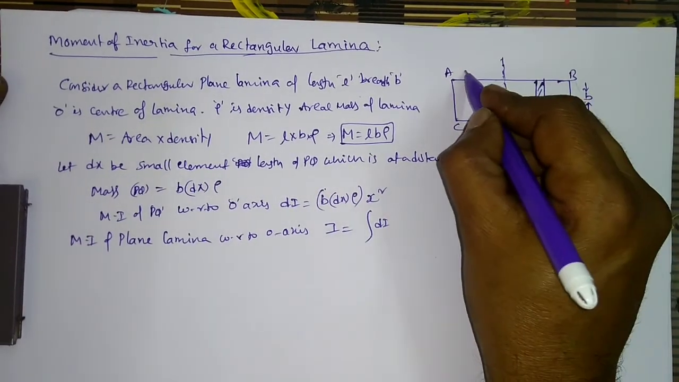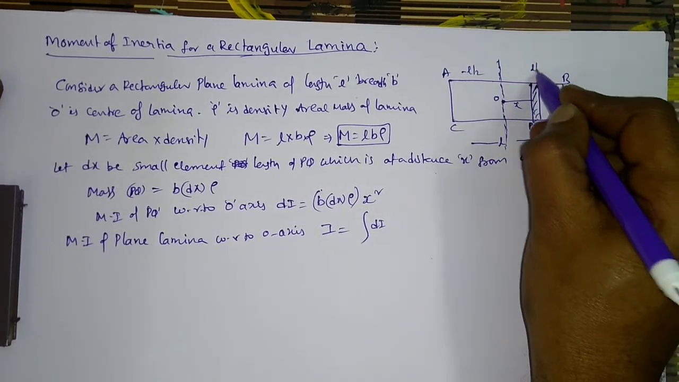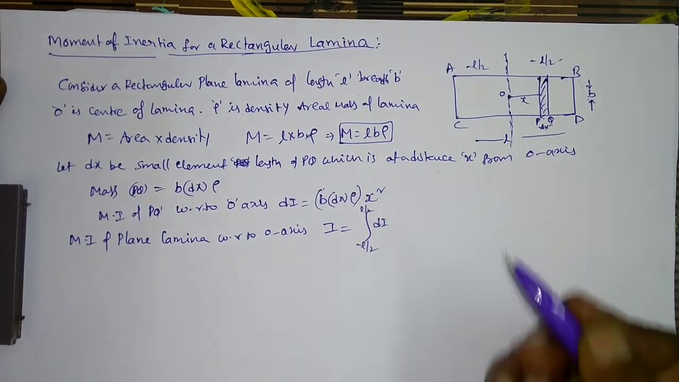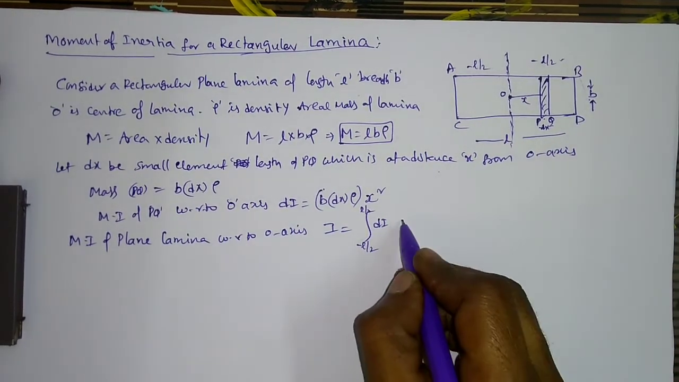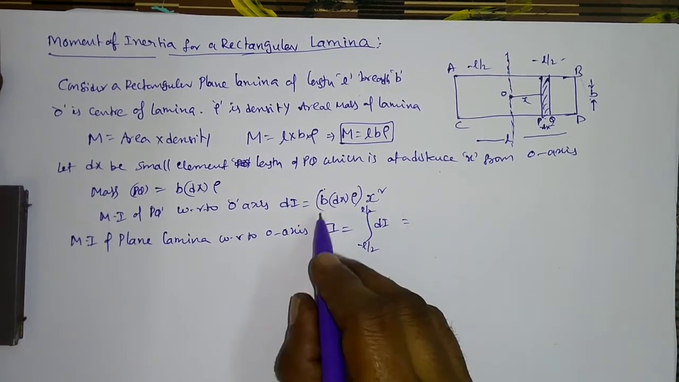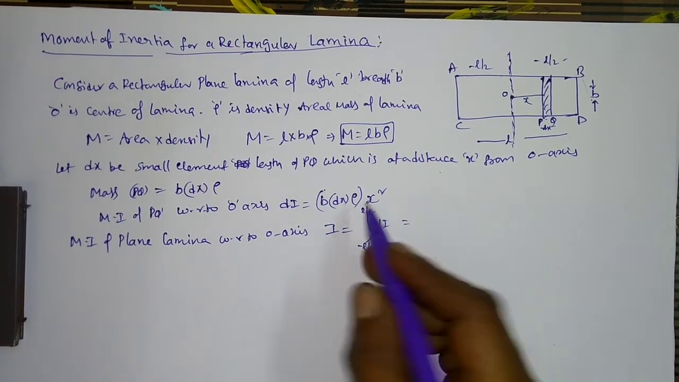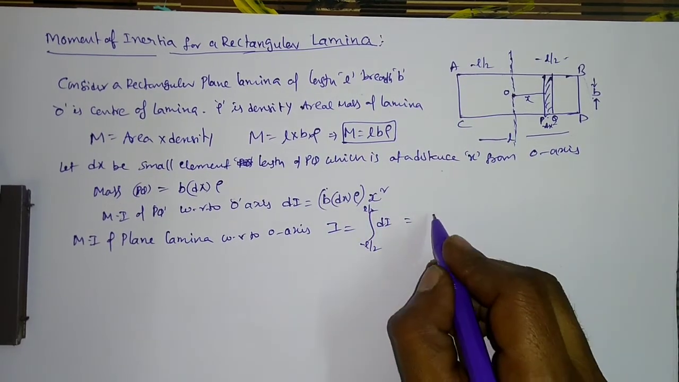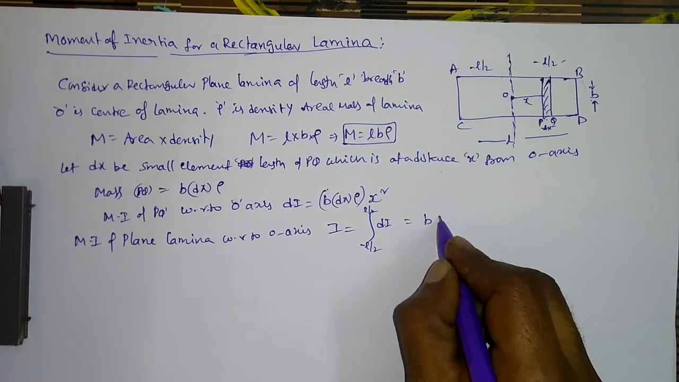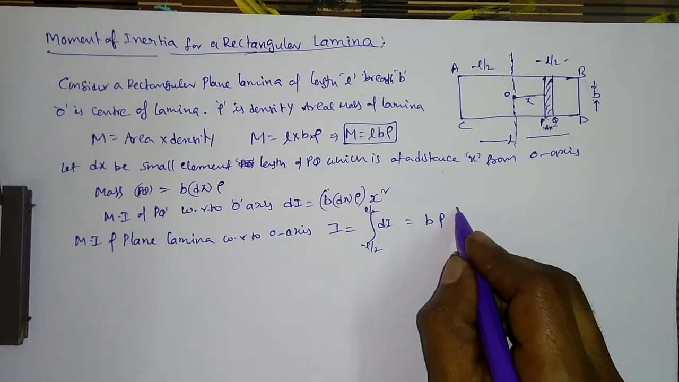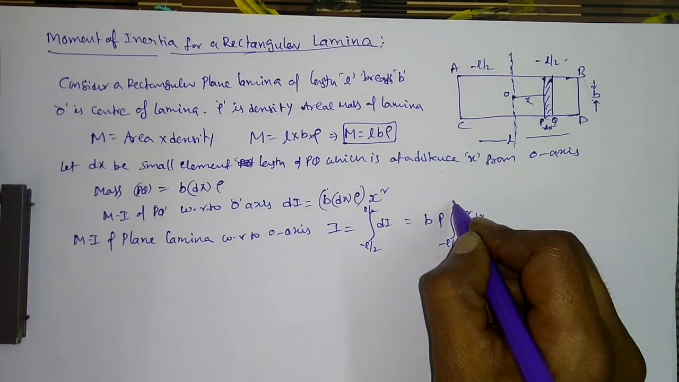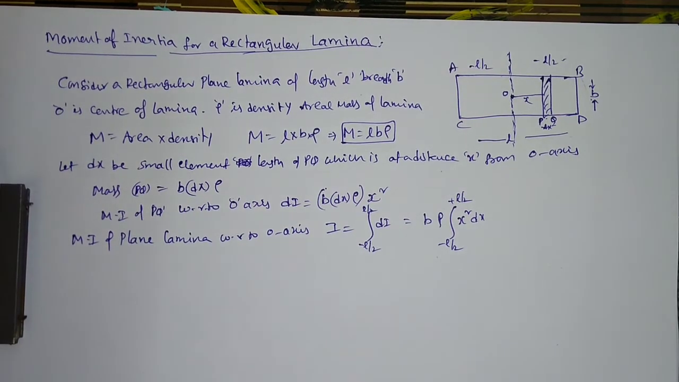This is the total length, so this is L by 2, this is L by 2. So the lower limit is minus L by 2, the upper limit is L by 2 as usual. We can substitute the b value and rho value, those are constants. Only x is the variable. That means you can write simply b rho integration of x square dx, limits minus L by 2 to L by 2.